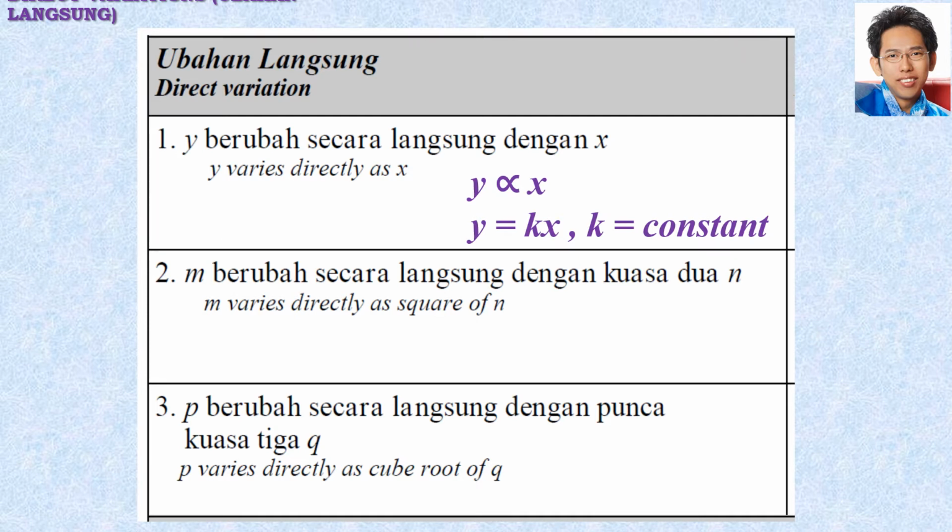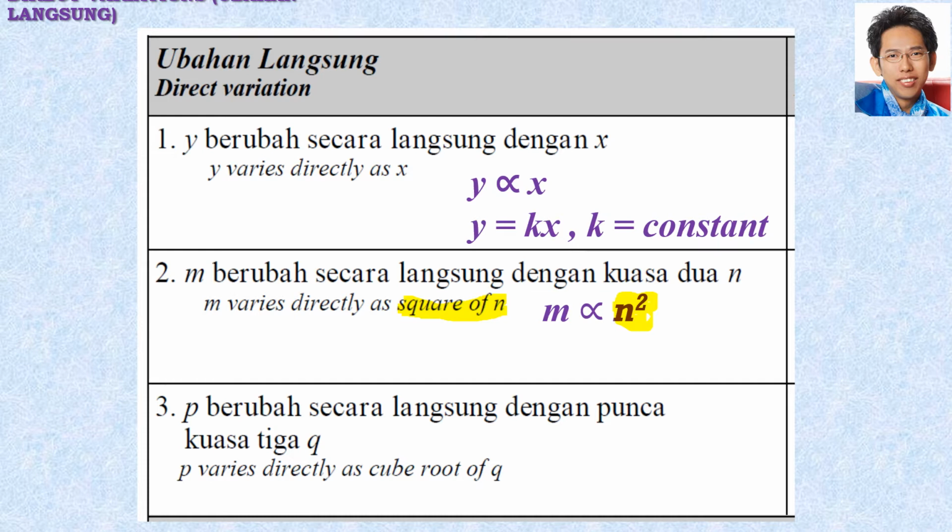Okay, so number 2, m varies directly as square of n. Okay, so m is the first variable. Okay, so the equation is m varies to the n square, meaning you see the words here. Square of n, kuasa 2n. So here we have the kuasa 2n.